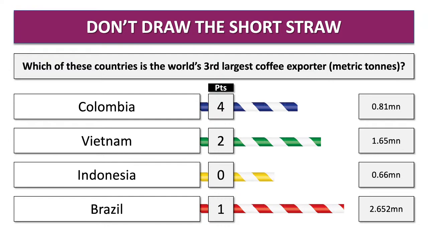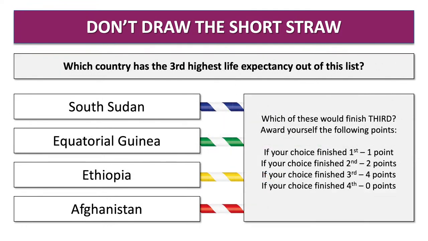Okay, one more example of the short straw. Here we go. Which country of these four has the third highest life expectancy out of this list? So you need to rank these countries by life expectancy at birth. If your choice finishes first, you get a point. If it's second, you get 2 points. You're looking to get the third choice to pick up the 4 points, but to avoid the short straw, because you get zero if your choice finishes fourth.